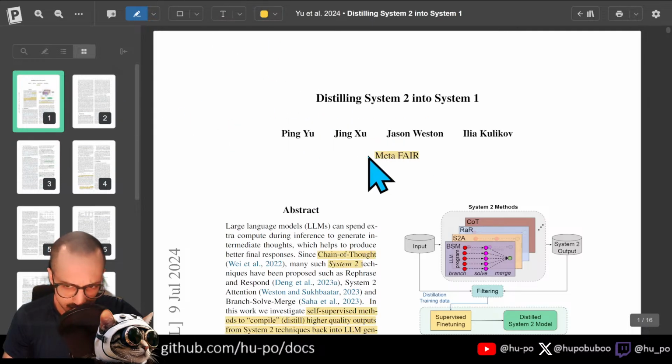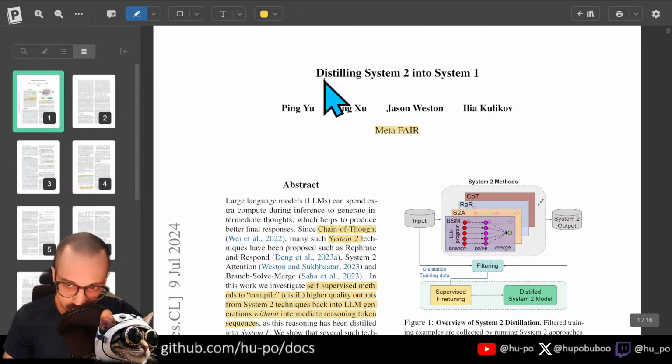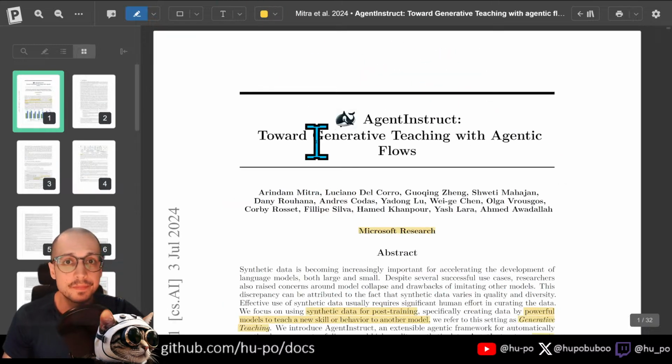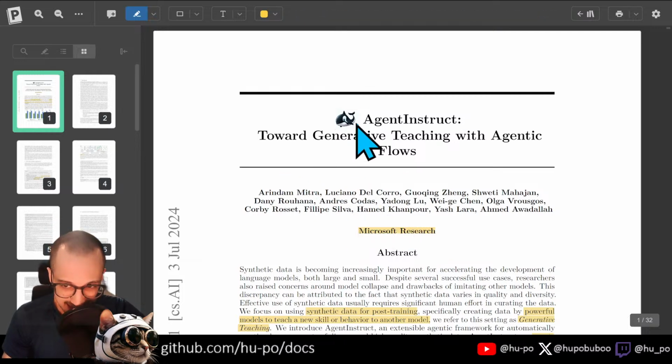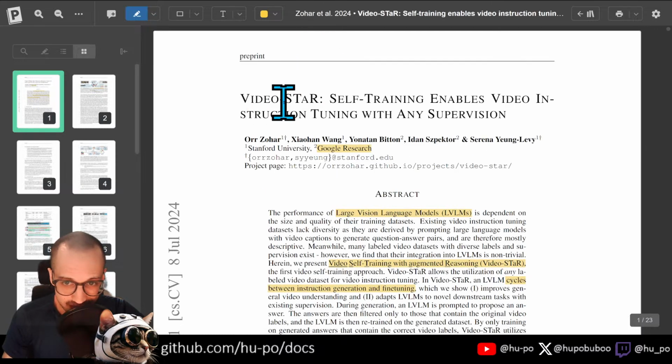We also have Meta with their own synthetic data paper. This one's called Distilling System 2 into System 1. That's a reference to Thinking, Fast and Slow. Then we have Microsoft with AgentInstruct: Towards Generative Teaching with Agentic Flows. And then we have Video-STaR: Self-Training Enables Video Instruction Tuning with Any Supervision, from Google Research.